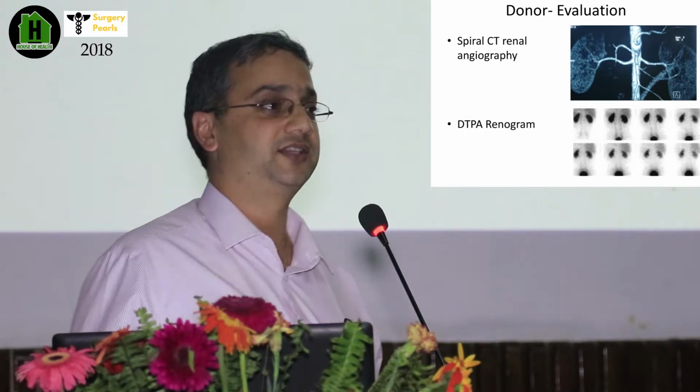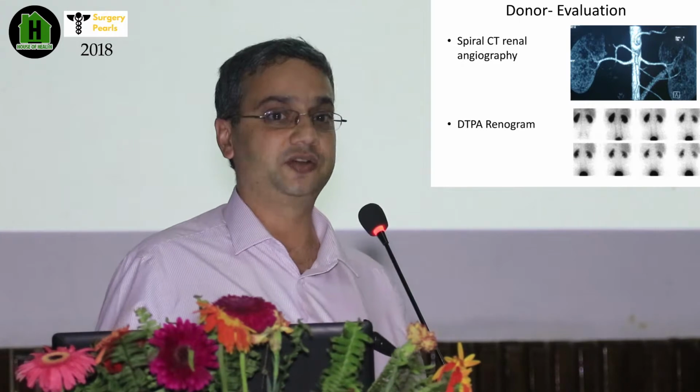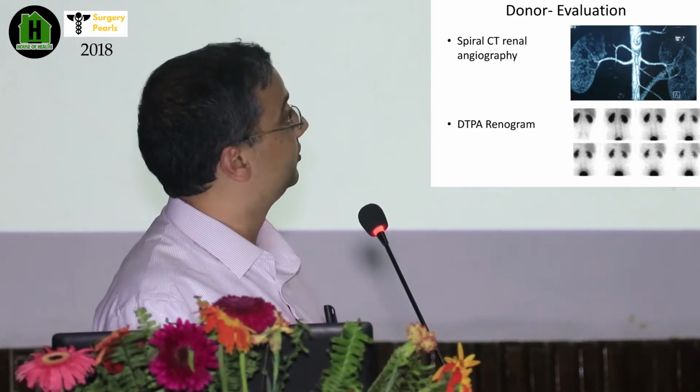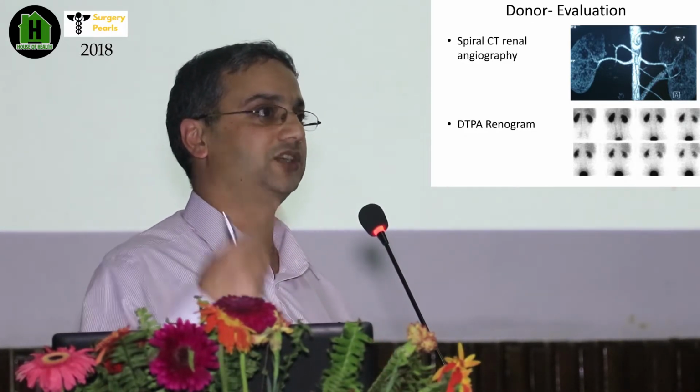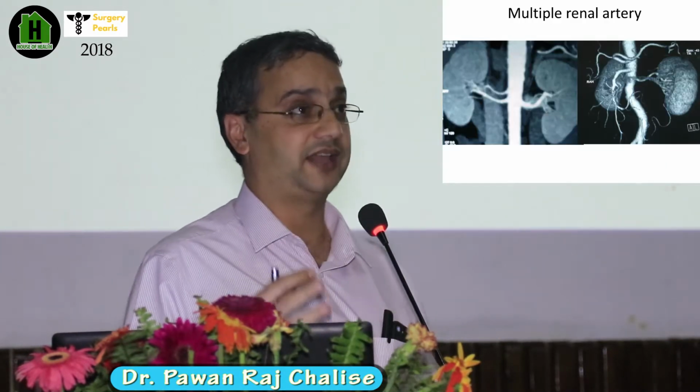Then we have a final assessment for fitness for anesthesia and the legal perspective. When evaluating kidney donors, one investigation I would like to highlight is the spiral CT renal angiography. With multi-slice CT scans, non-invasive angiography is now possible. We use CT for angiographic evaluation because when harvesting the kidney and transplanting it, we anastomose the renal artery, renal vein, and ureter. We must know all the details beforehand, and it also helps us choose which side to take. Similarly, we perform diuretic renograms, such as the DTPA renogram, for differential function. These are a few examples of multiple renal arteries that exist.